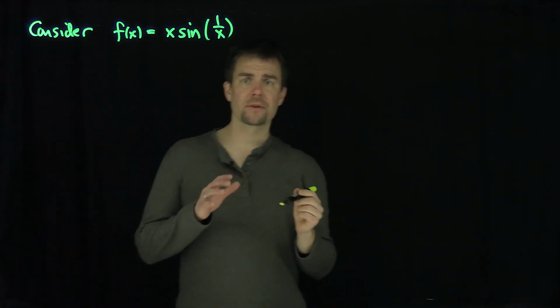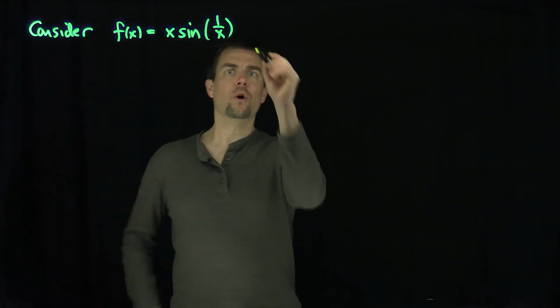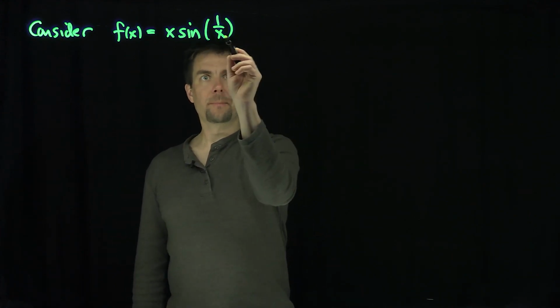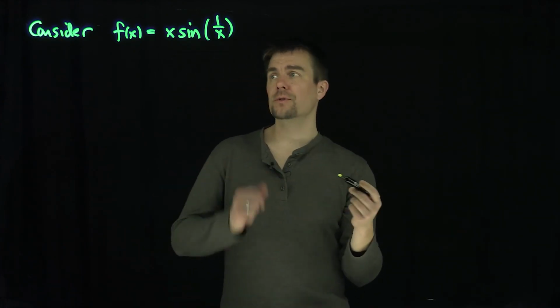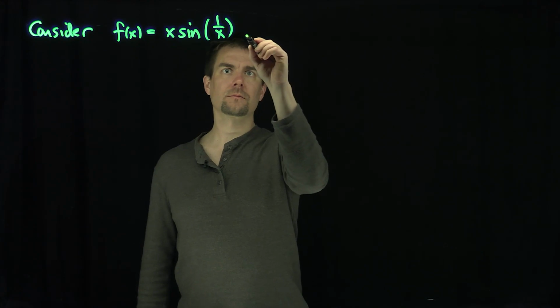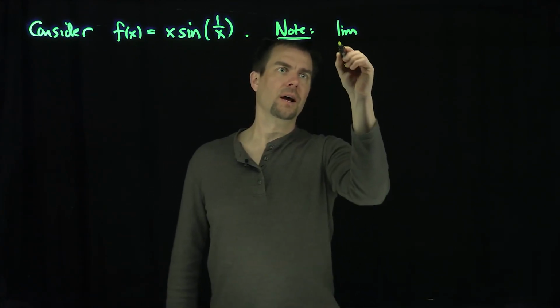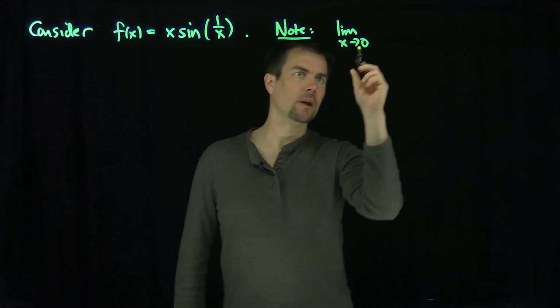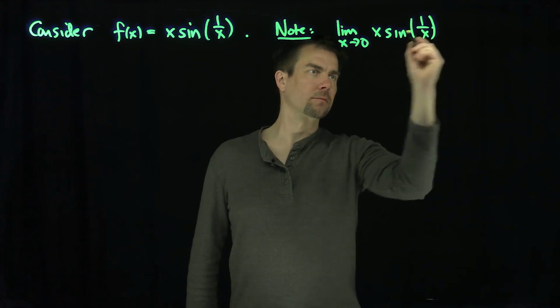Now, let's think about this function. I claim that as x is really small, what can we notice? There's clearly potentially an issue when x is equal to 0. But let's compute the limit as x goes to 0. So note, the limit as x approaches 0 of this function, x times sine of 1 over x.